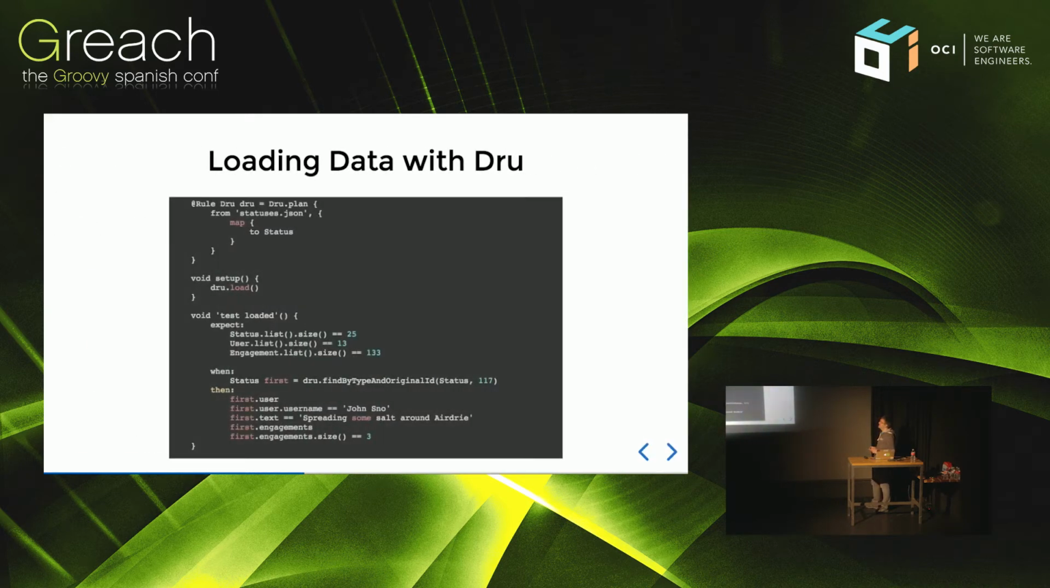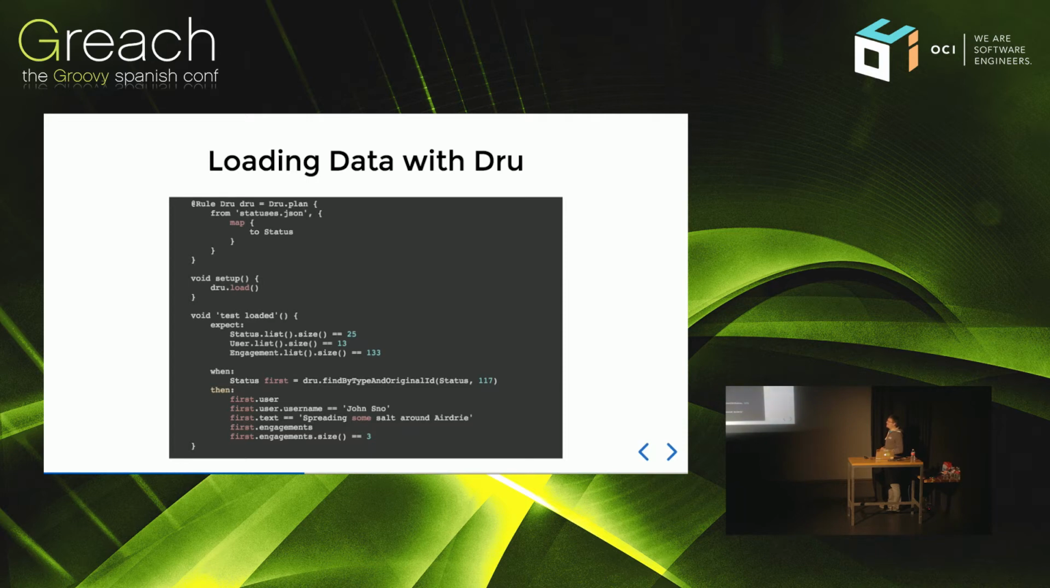So this is how you declare your data in Drew. You just say, OK, from this statuses JSON, whatever is in the root, just map it to status. And you get exactly the same result. And you can still keep track of the original ID. It automatically figures out what domains need to be imported. So you don't have to mock a status manually, you don't have to mock a user, you don't have to mock the engagements. It just simply works.